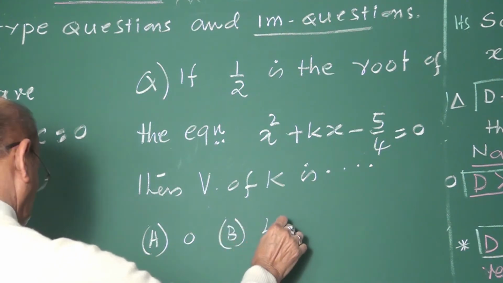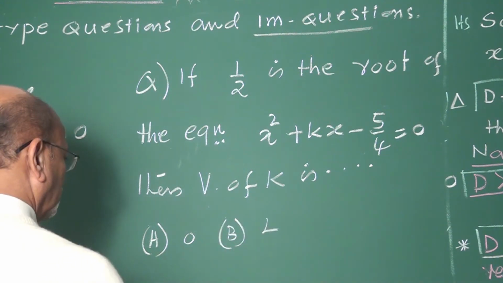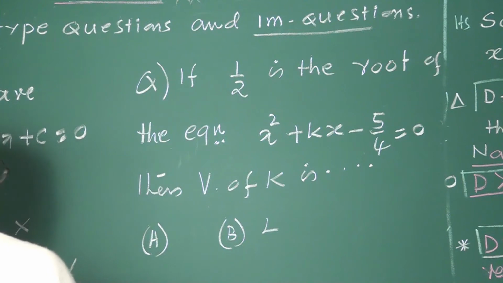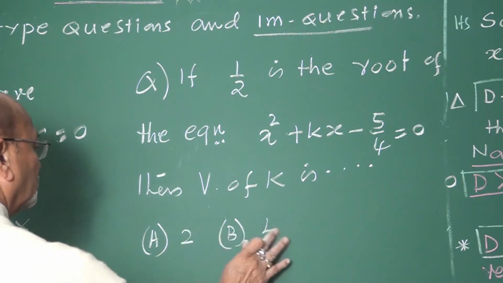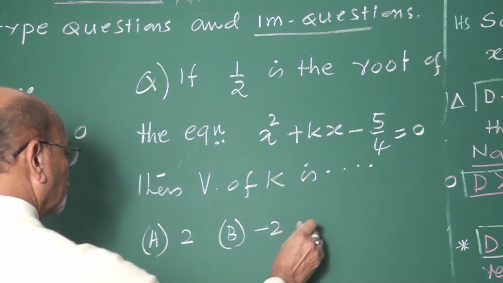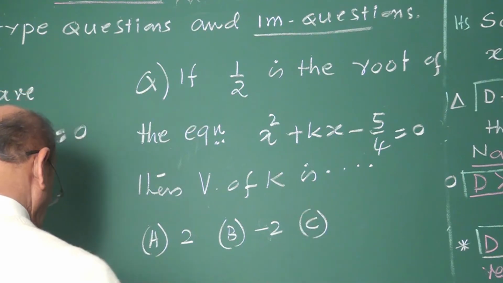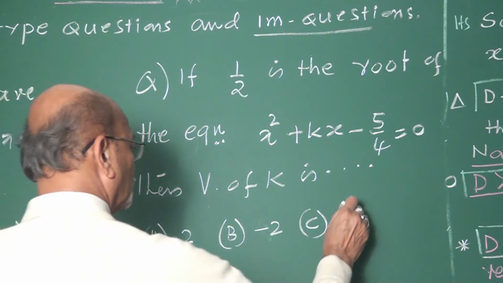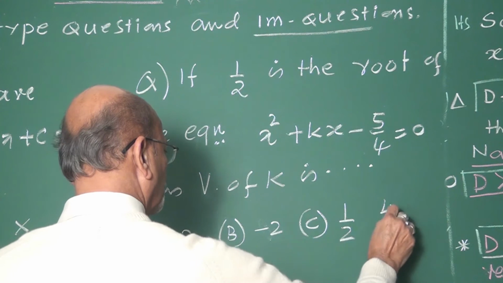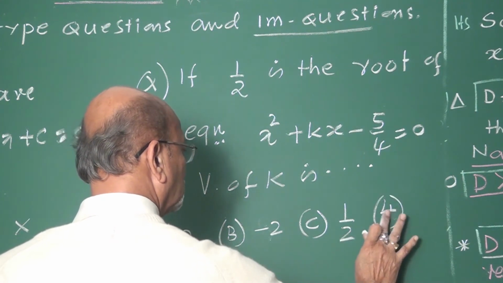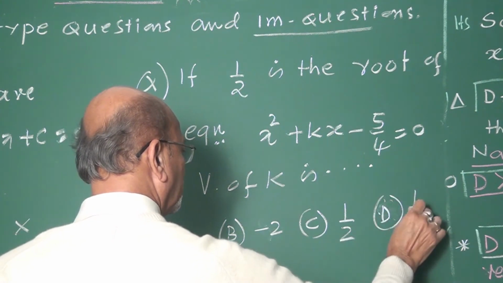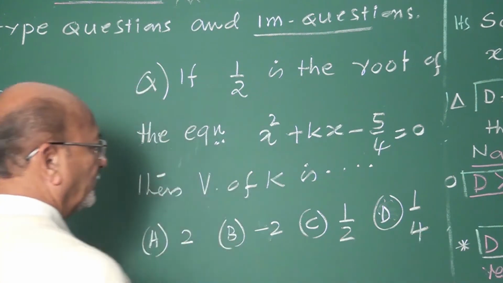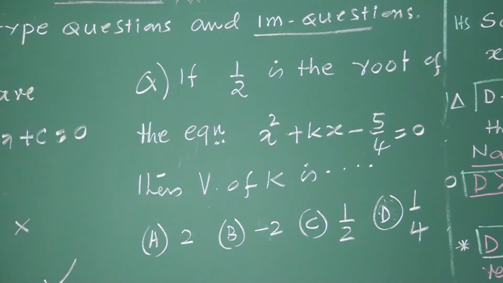Second option is -2. First option is 2. Second option is -2. Third option is 1/2. Fourth option is 1/4. I have done in the morning examples in finding the value of an unknown.